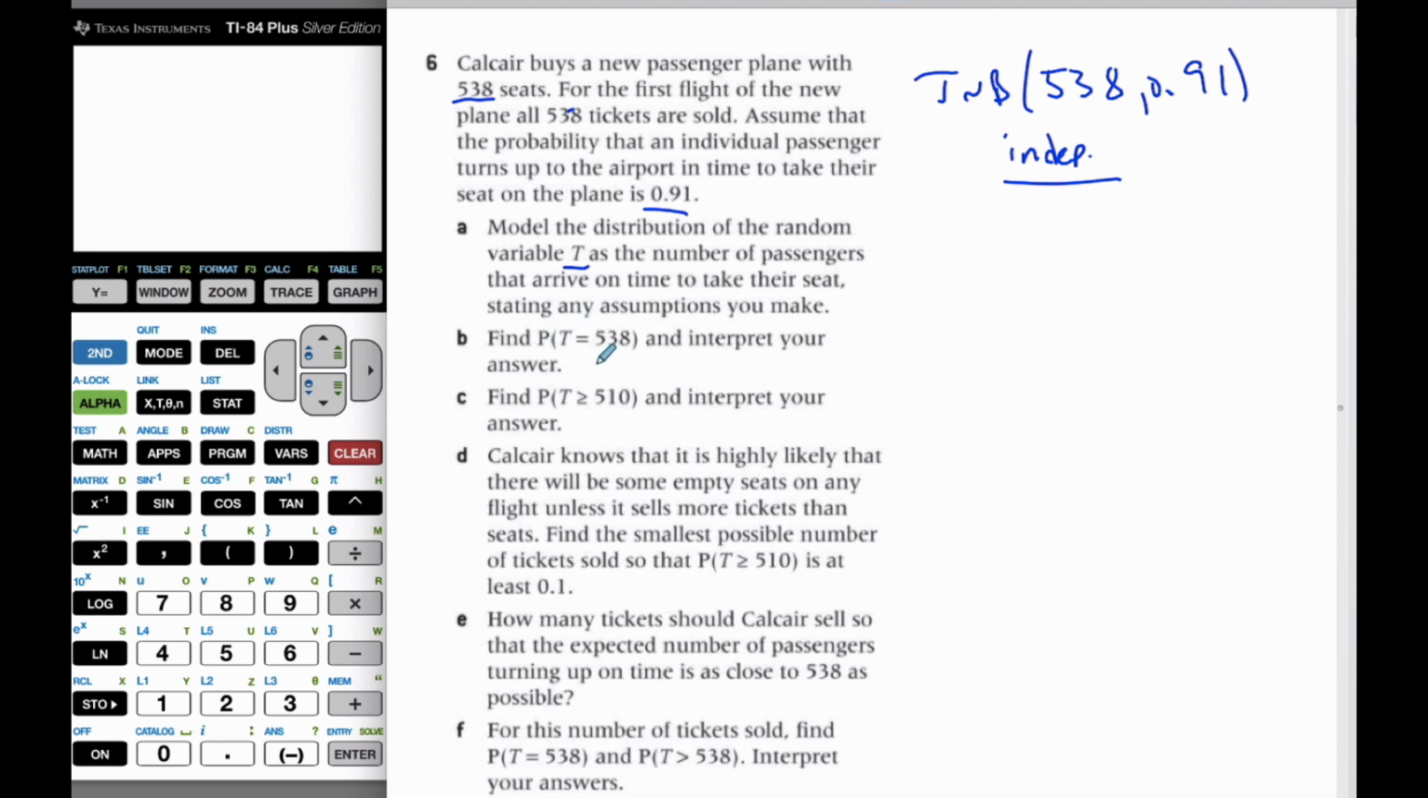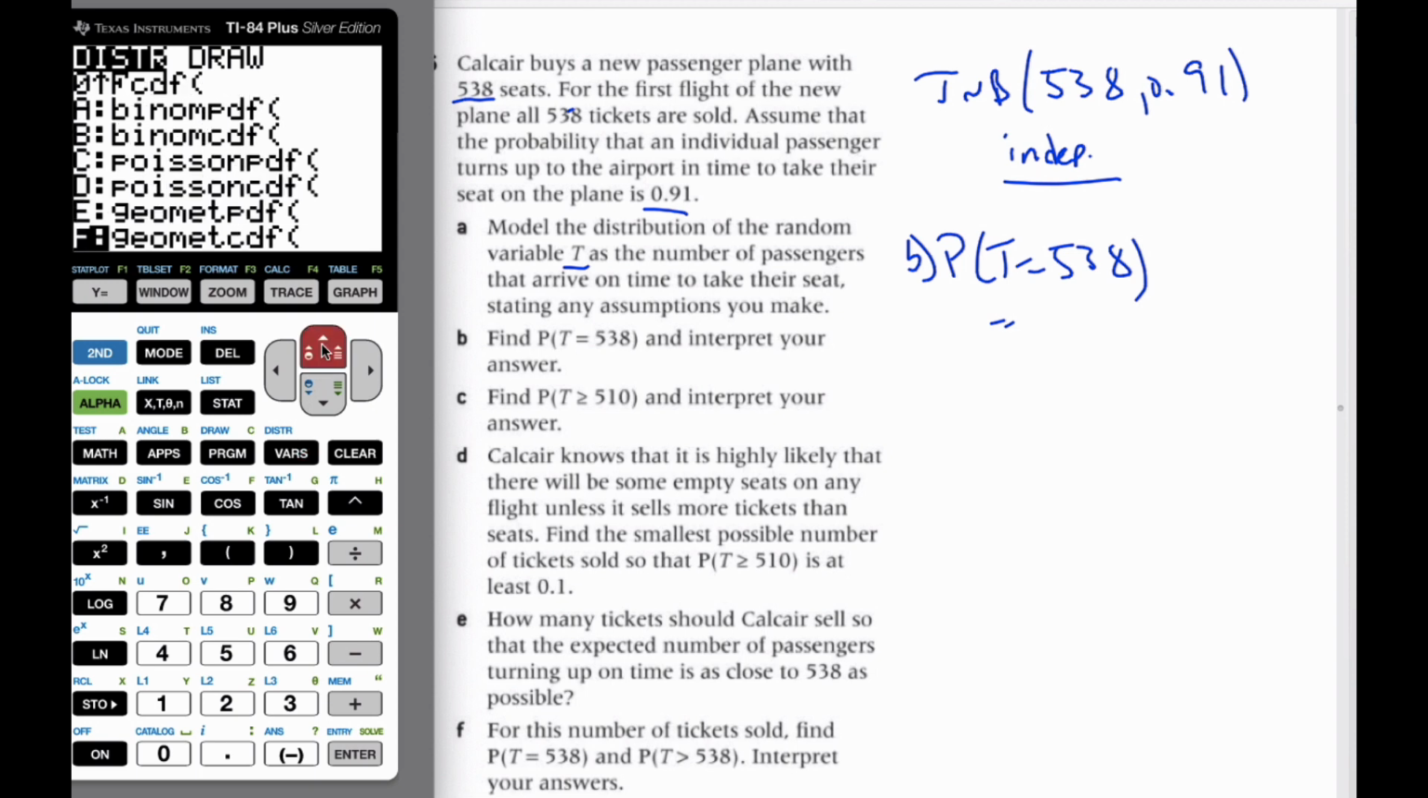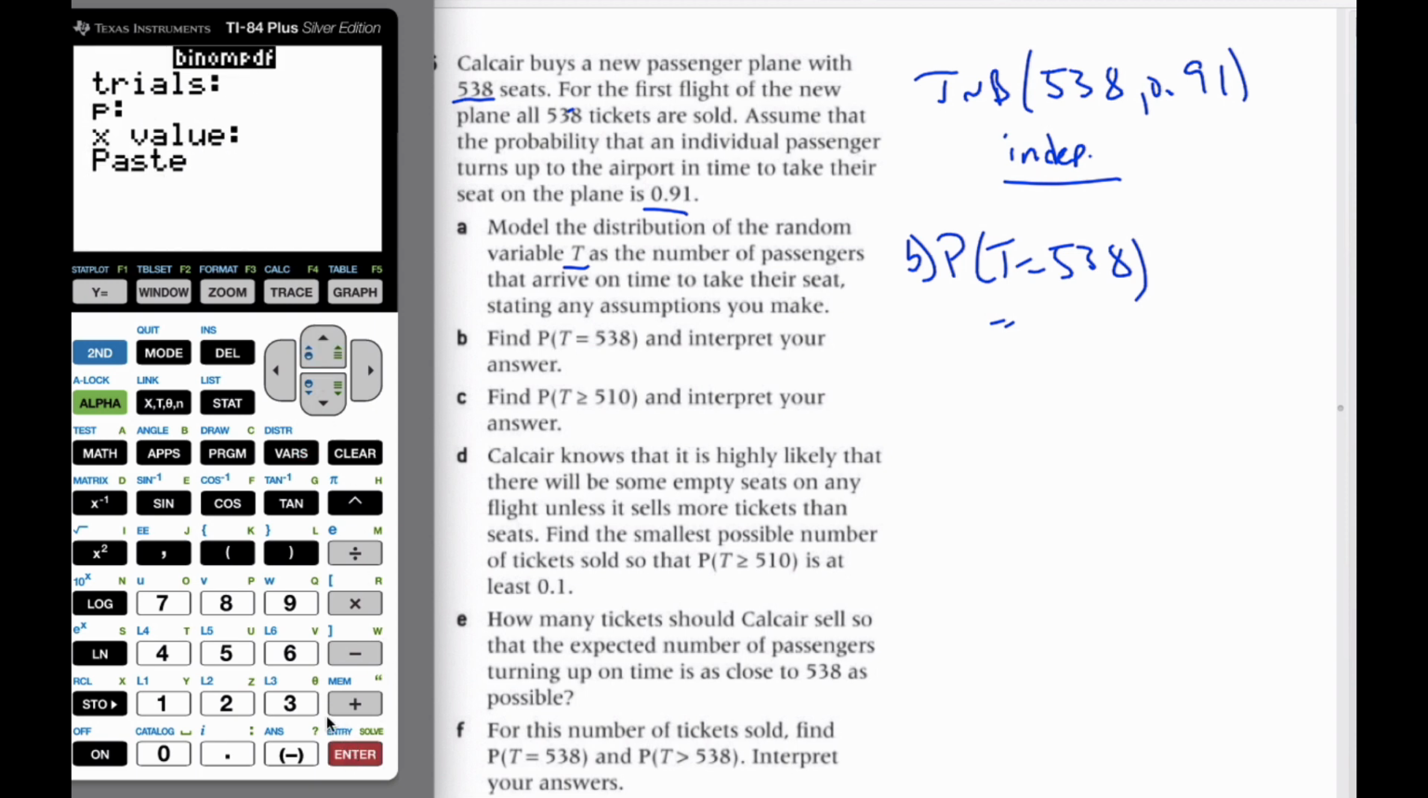So now we want to find the probability that T equals 538. Well, if I go to my calculator, I know it's binomial now, and so I can just go to distribution. I want binomial PDF because I want exactly 538. There's 538 trials. My probability of success, meaning they arrive on time, is 0.91, and 538 is my x.